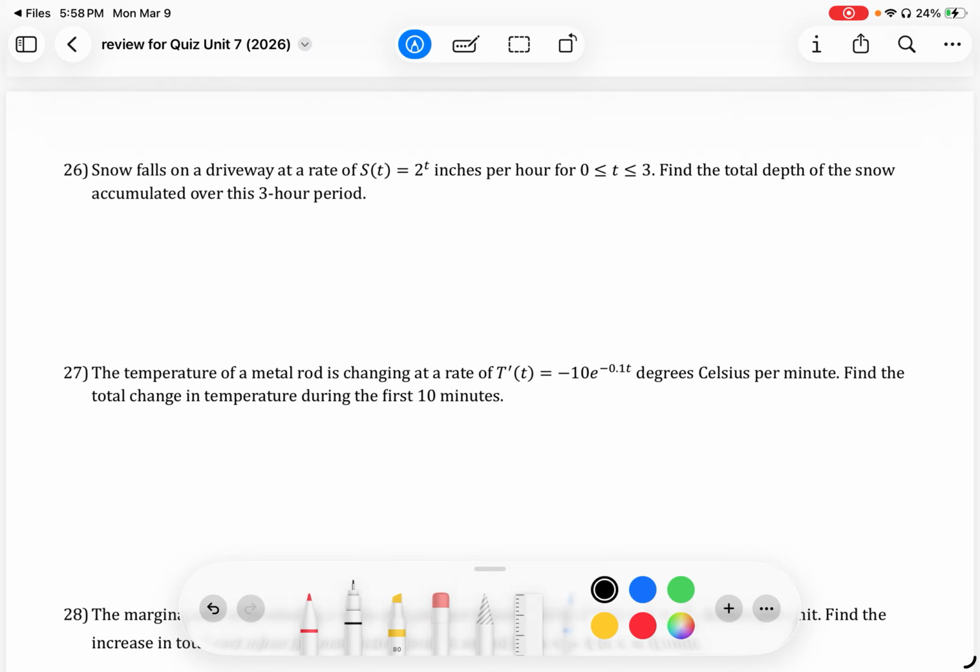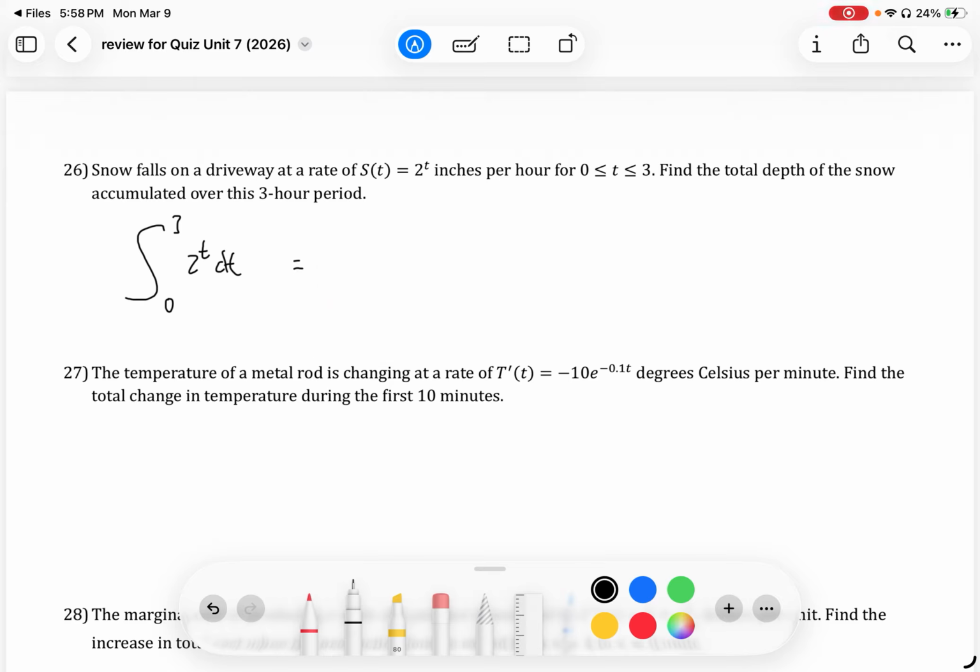Snow falls on a driveway at a rate of s of t equals 2 to the t inches per hour. Wow, exponential growth for 3 hours. Find the total depth of the snow accumulated over this 3-hour period. If you want to find the total accumulation, we want to integrate from 0 to 3 of 2 to the t dt.